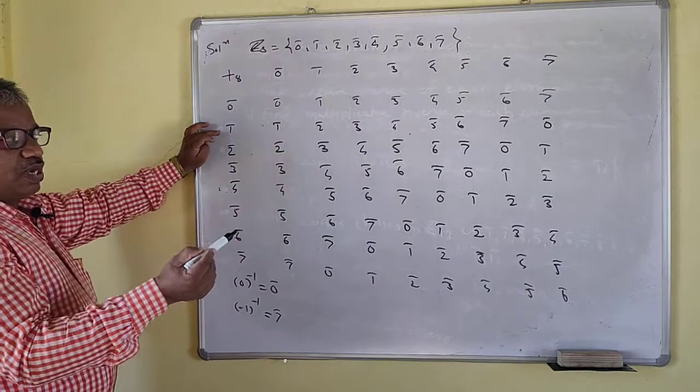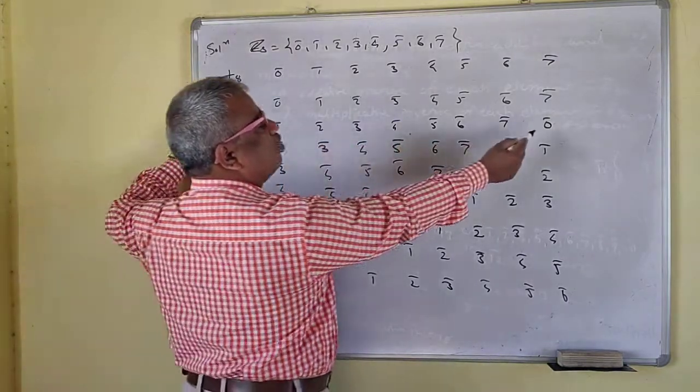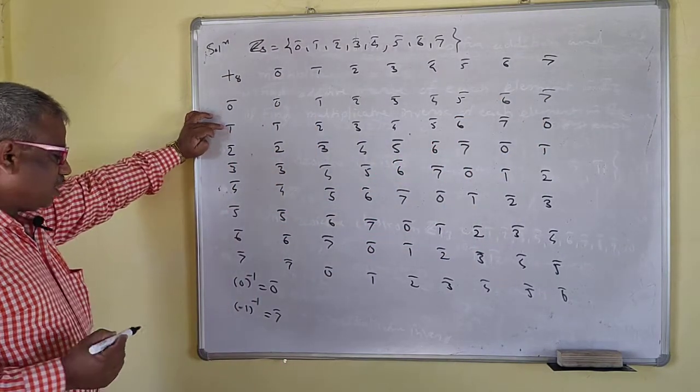See, additive inverse is what? A bar plus B bar is 0 bar. Right? So in the 1 bar row, where is 0 bar? 0 bar is here. And see the corresponding element, this is 7 bar. That means the additive inverse of 1 bar is 7 bar.